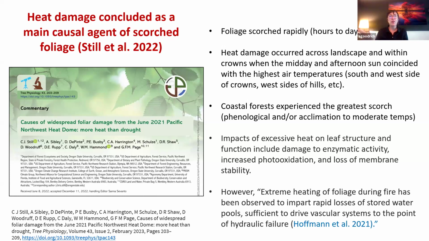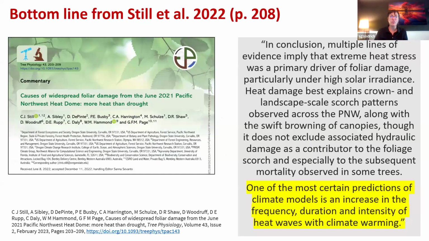So just showing that that tree crown can get a lot higher than the air temperature. And so there was some back and forth between them and another author about whether this was water loss or heat damage. And I think they did a really good job kind of pointing out that heat damage was one of the main causal agents of the scorched foliage due to the patterns of the foliar damage and combination with that solar irradiance. And I thought they had an interesting bottom line, and I've highlighted it yellow here, is that one of the most certain predictions of climate models is an increase in the frequency, duration, and intensity of heat waves with climate warming.